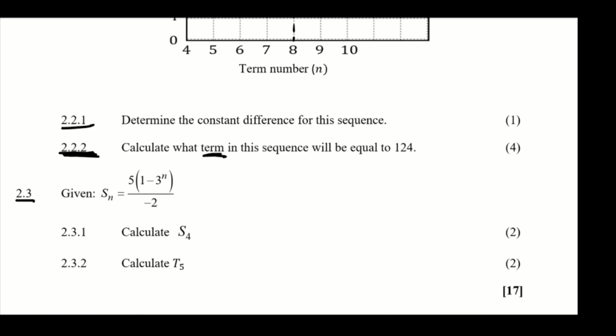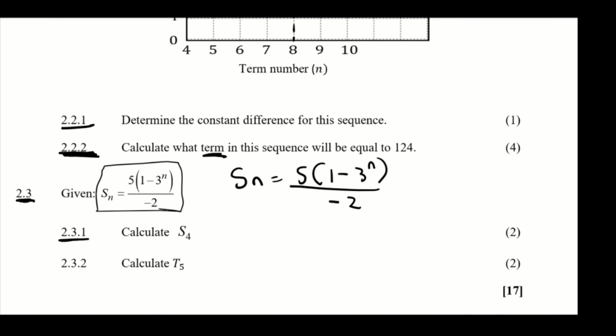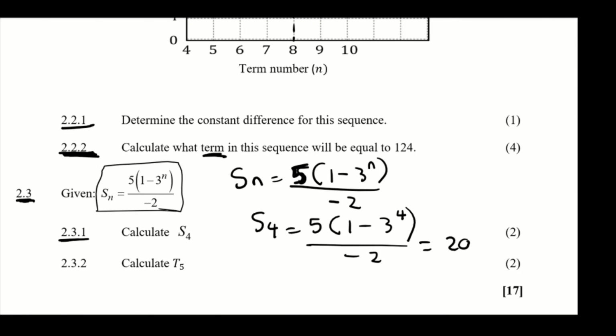In 2.3, we are given this sum here, right? In 2.3.1, we are asked to find the sum of 4 terms, S4. So we're going to simply substitute that, because we are given Sn equal to 5 into 1 minus 3 to the power of n divided by minus 2. So S4 is equal to 5 into 1 minus 3 to the power of 4, and then we divide by minus 2. So if you punch your calculator, you should get 200. So S4 is equal to 200.